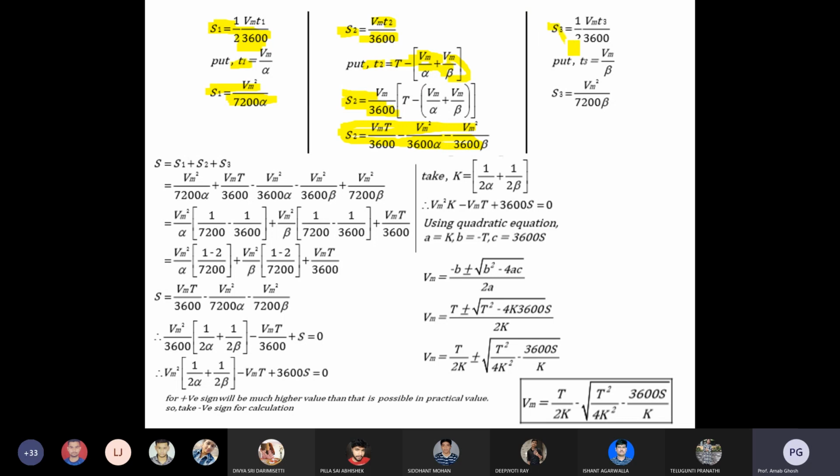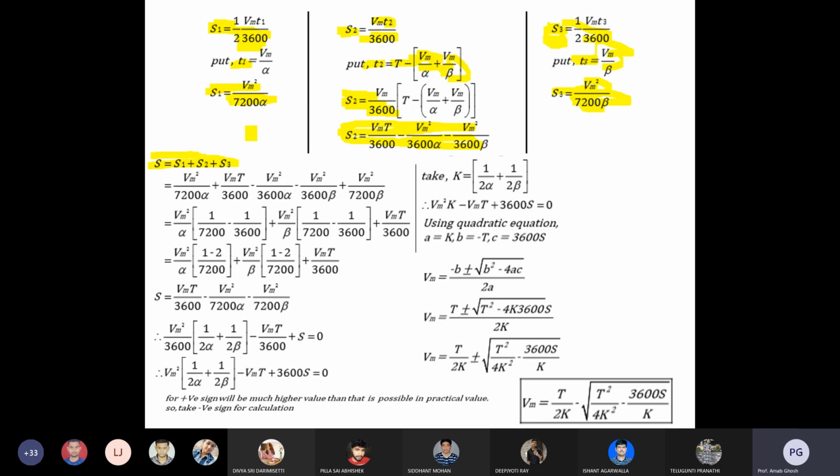Then for S3, S3 is equal to what? Half Vm T3, whole divided by 3600. You know the value of T3 is Vm by beta. So S3 directly you get as Vm square, whole divided by 7200 into beta. Now you are replacing them. You know the total expression: the total traveled distance S is equal to S1 plus S2 plus S3.